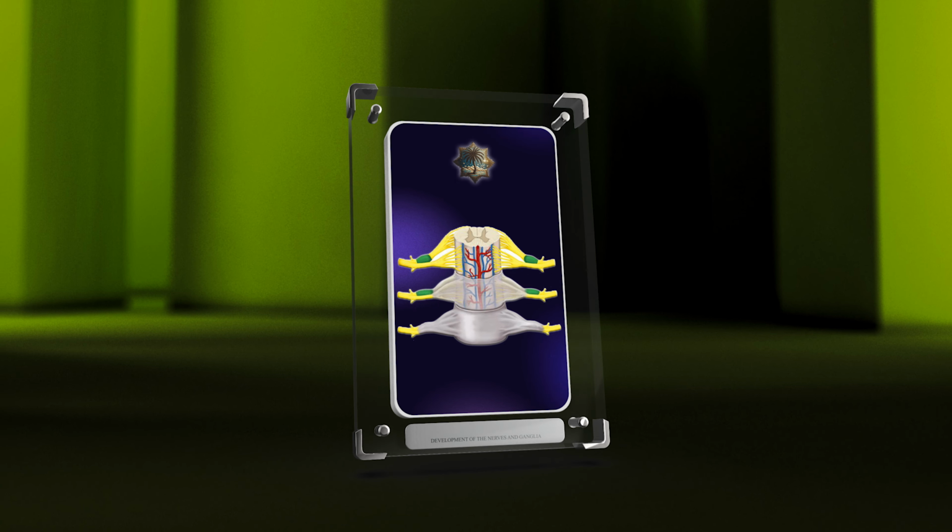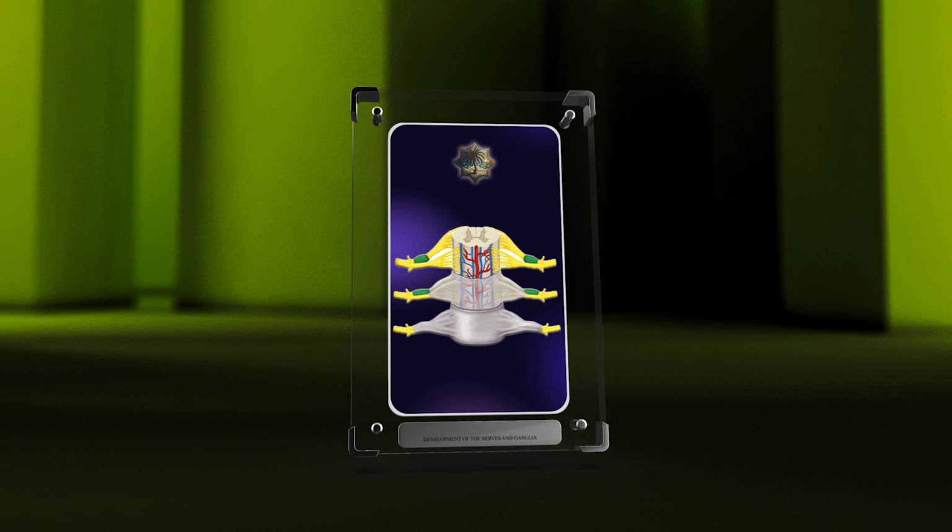In conclusion, embryology enables us to comprehend the intricate stages of nervous system development, highlighting the diverse factors involved. From neural tube formation to external influences, this knowledge enriches our understanding of human development.